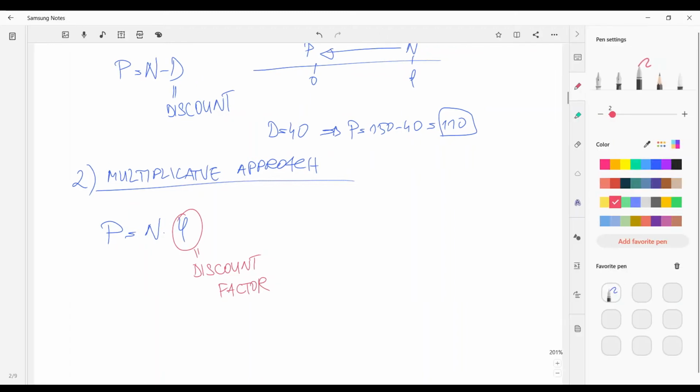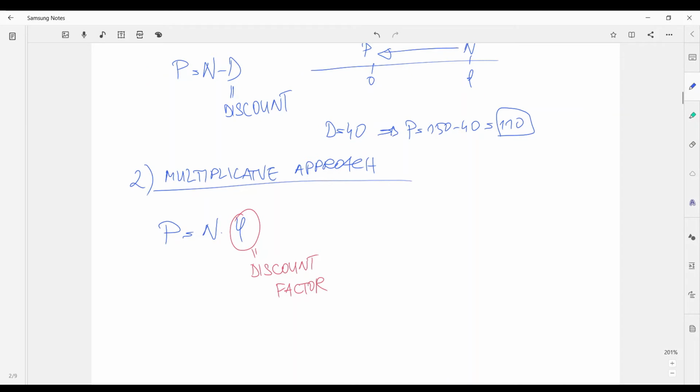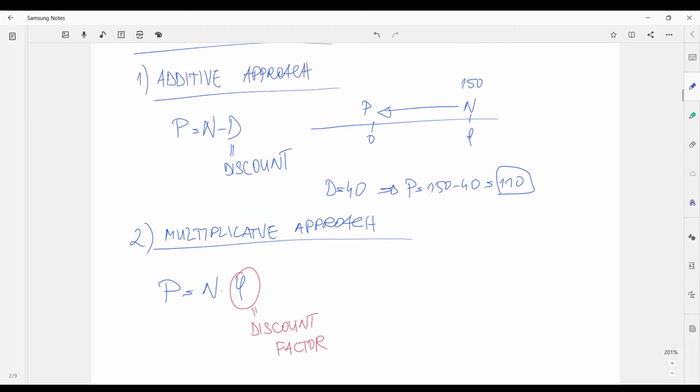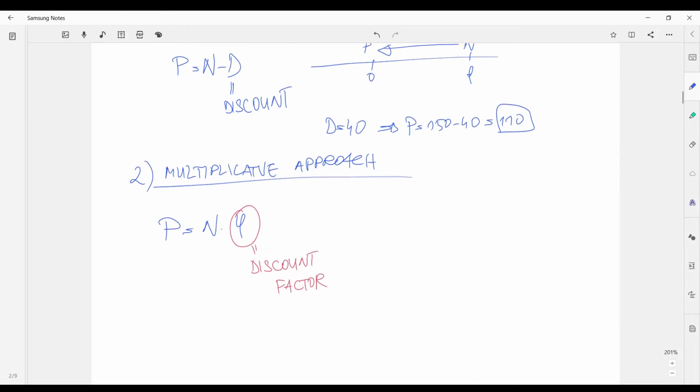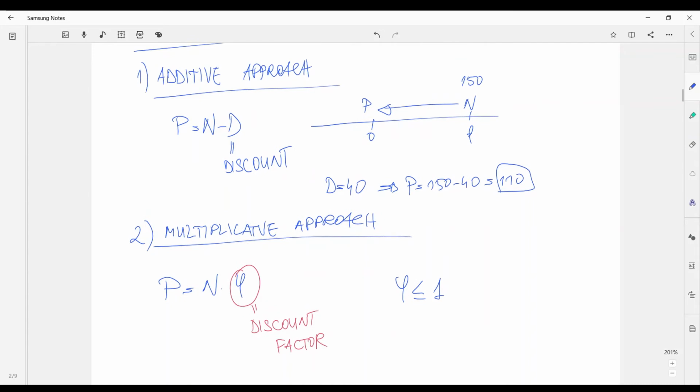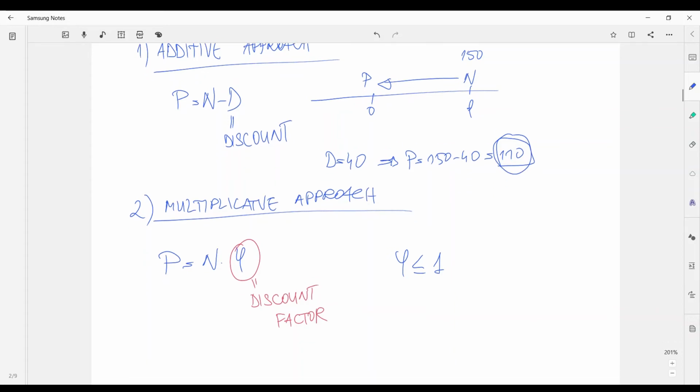Now, what is logical in this case is that if N is bigger than P, and we know that N is bigger than P, then phi must be smaller than or equal to 1. Why? Because let's say that N is equal to 150. I need to multiply N by a number smaller than 1, to be precise, by a number between 0 and 1, in order to have a present value that is smaller, that is 110, as in the example that we had here. So that's how the multiplicative approach works.